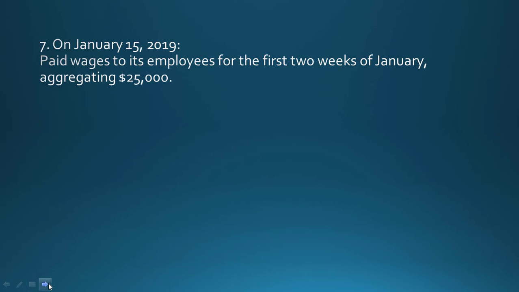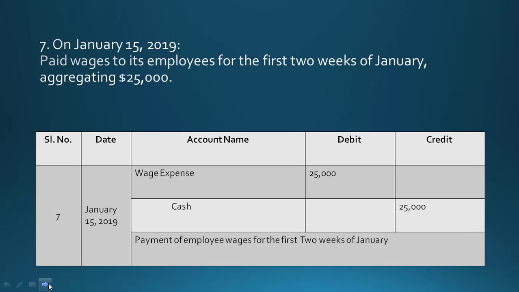On January 15, 2019, paid wages to its employees for the first 2 weeks of January. Aggregating amount is $25,000. So wage expense. Whenever there is an expense, it should be debited. So wage expense will be debited by $25,000 and what should be credited? You actually paid cash. So cash should be credited. So the journal entry will be wage expense $25,000 debit and cash $25,000 credit. So payment of employee wages for the first 2 weeks of January, that was in our note. So let's see the next transaction.